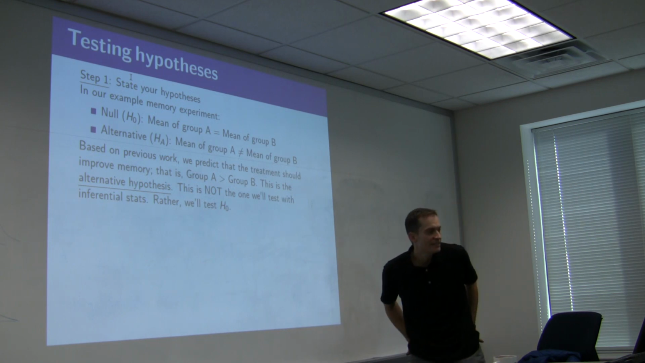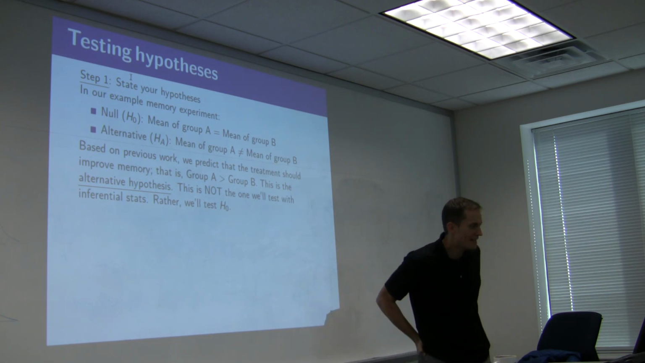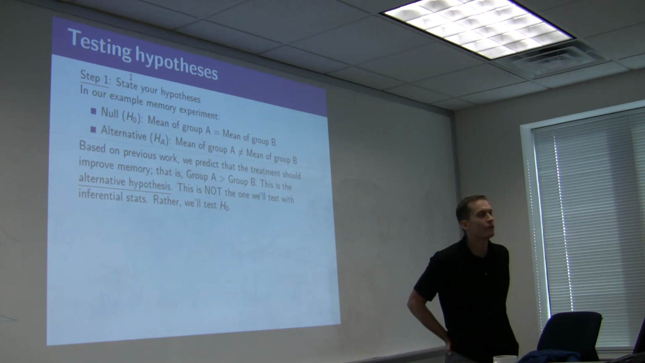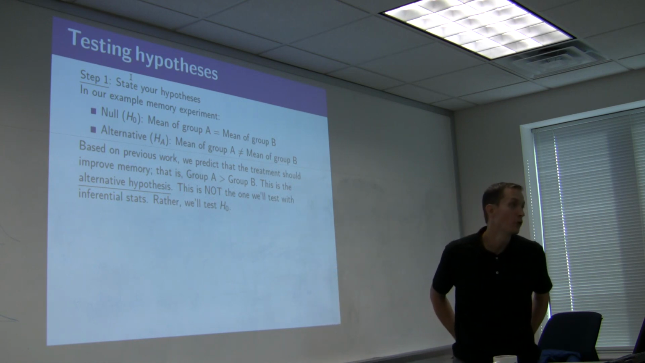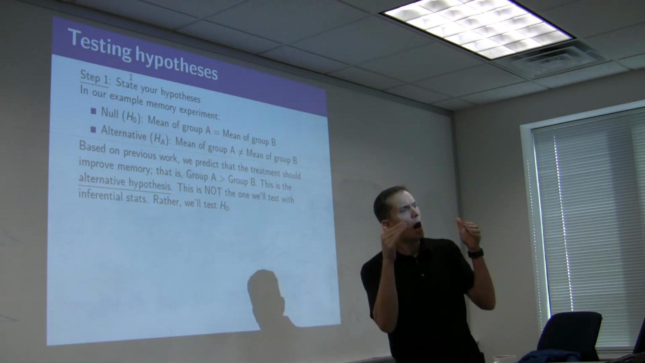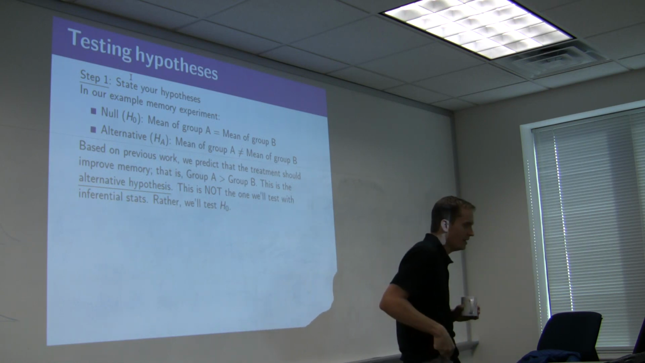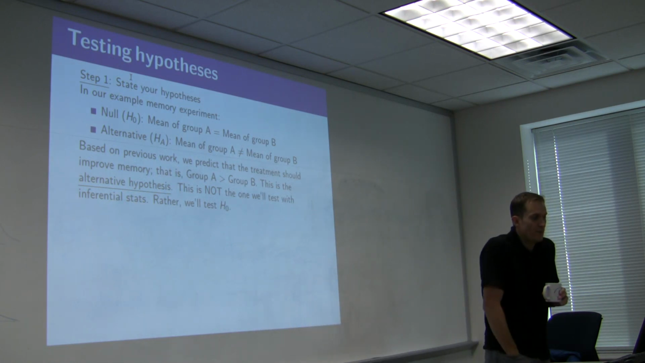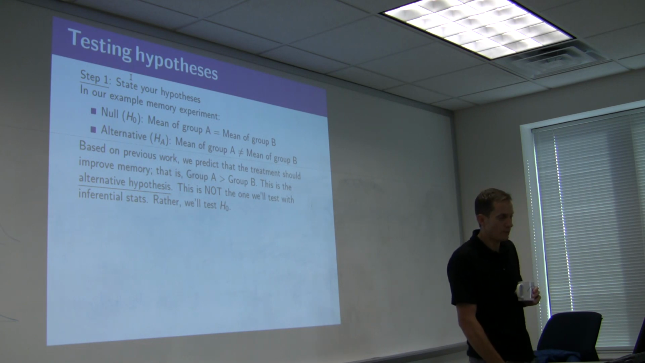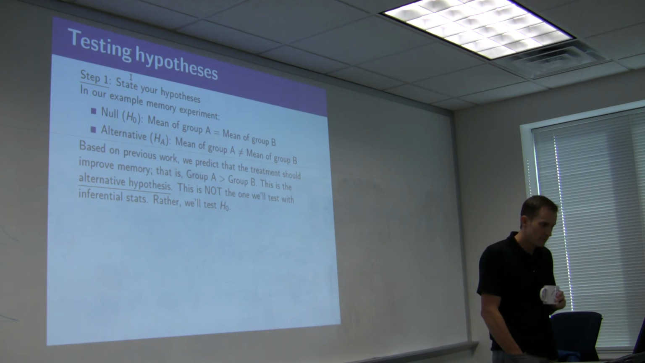So in this example that we have in our memory experiment, you might say that the null is that the mean of group A is the same as the mean of group B. That's your specific operationally defined null hypothesis. And then the alternative is the mean of group A is not equal to the mean of group B. Okay.